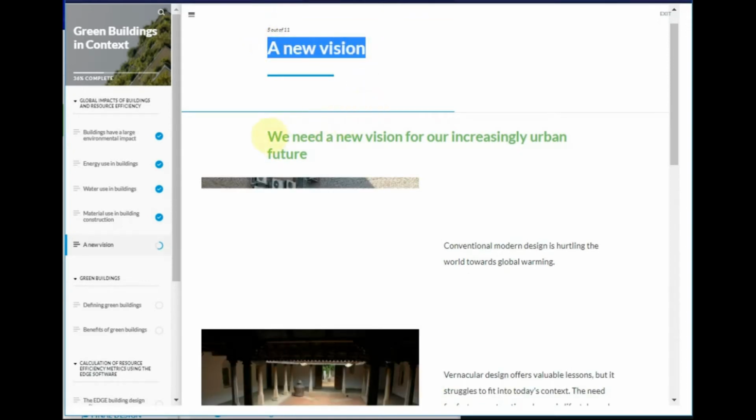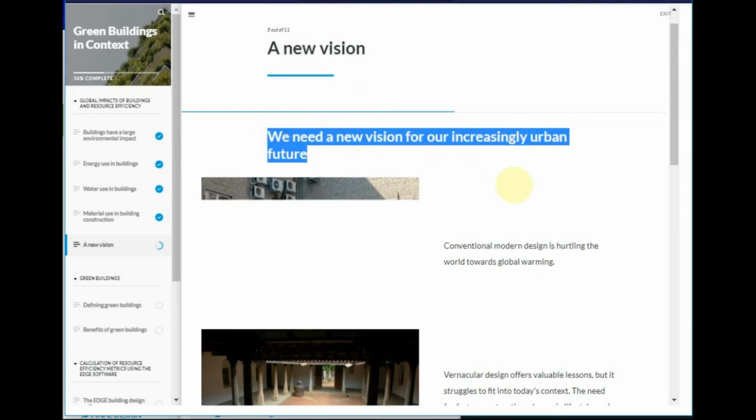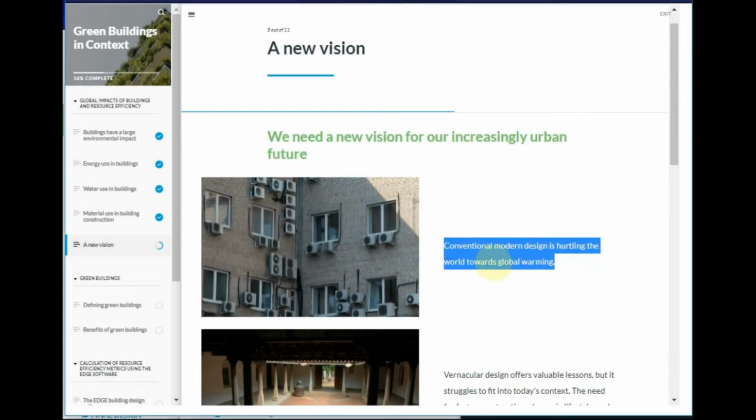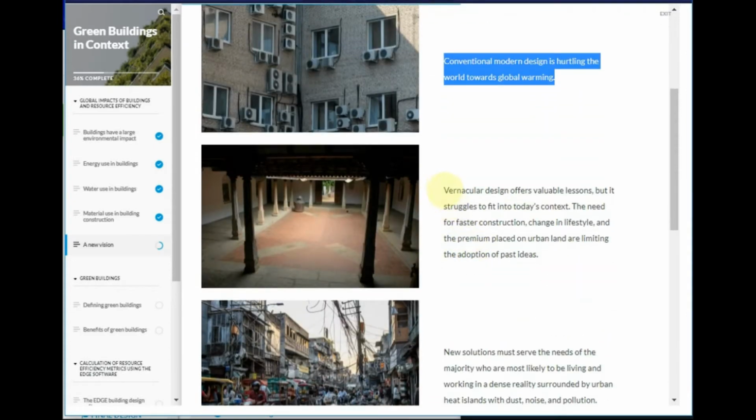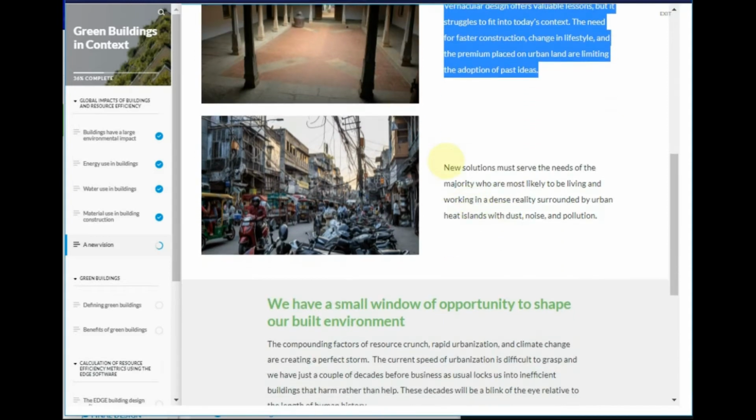Conventional modern design is hurtling the world towards global warming. Vernacular design offers valuable lessons, but it struggles to fit into today's context. The need for faster construction, change in lifestyle, and the premium placed on urban land are limiting the adoption of past ideas.